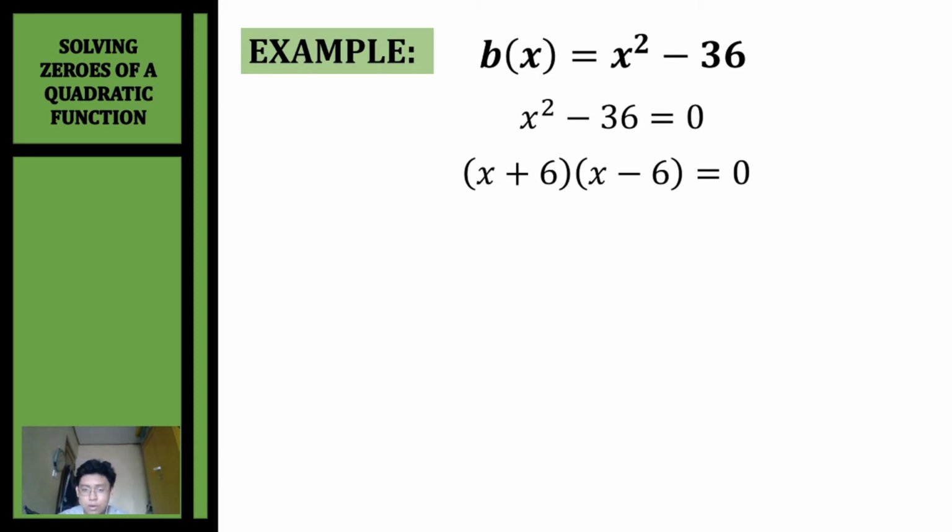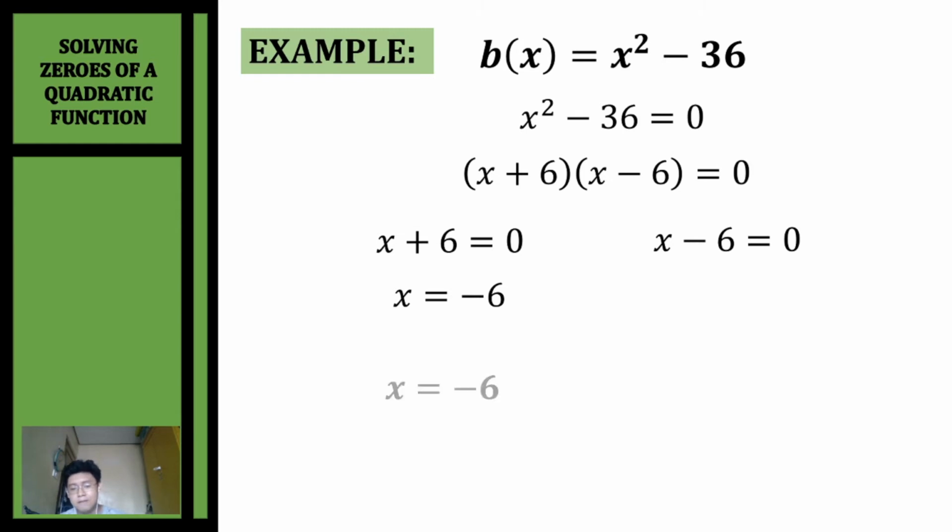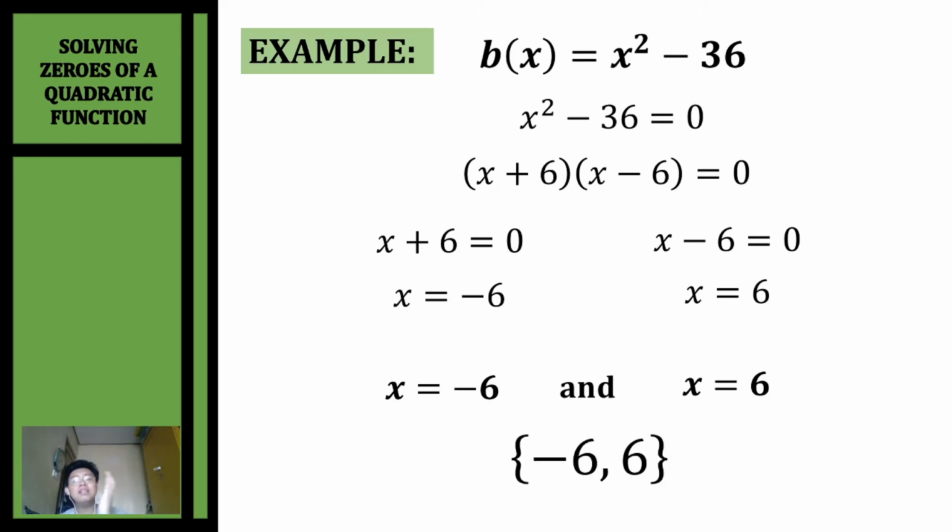Now we equate each factor by 0. So we have x plus 6 is equal to 0 and x minus 6 is equal to 0. Let's solve the values of x of each factor. For the one on the left, we just transfer positive 6 to the other side. We will have x is equal to negative 6. And for the one on the right, we have x minus 6 is equal to 0. So let's transfer negative 6 to the other side. We will have x is equal to 6. So the zeros of this quadratic function are negative 6 and 6.